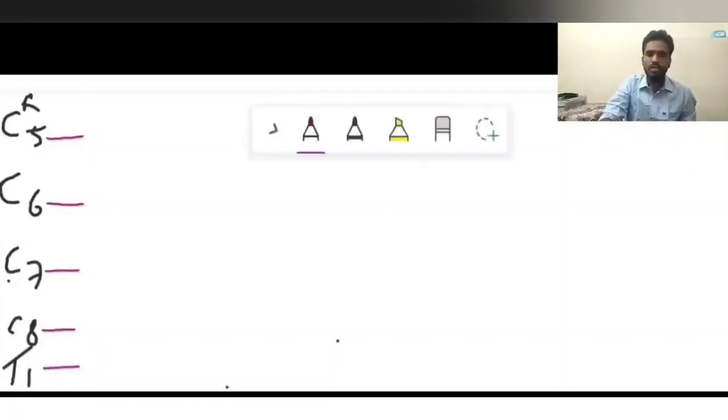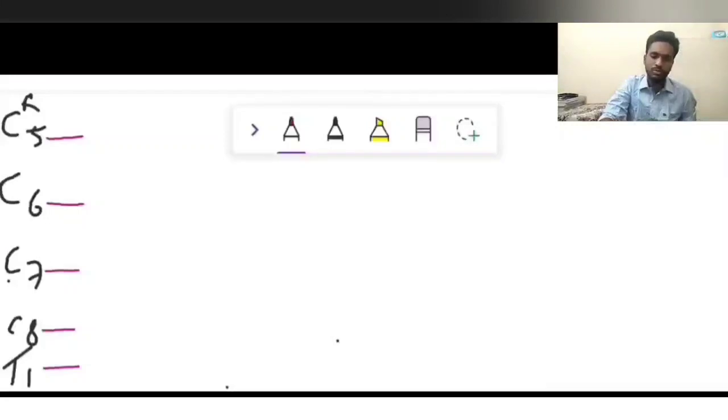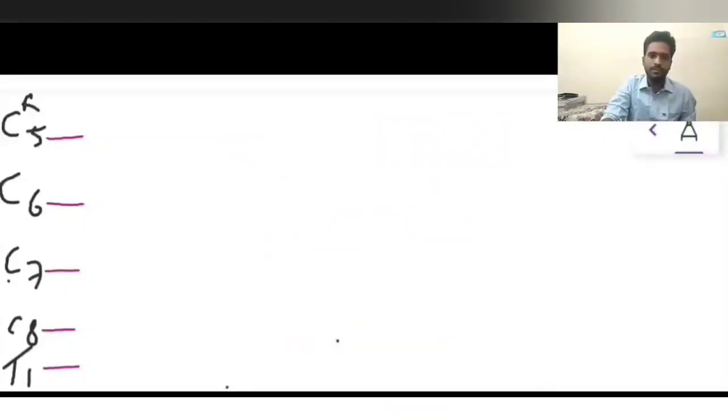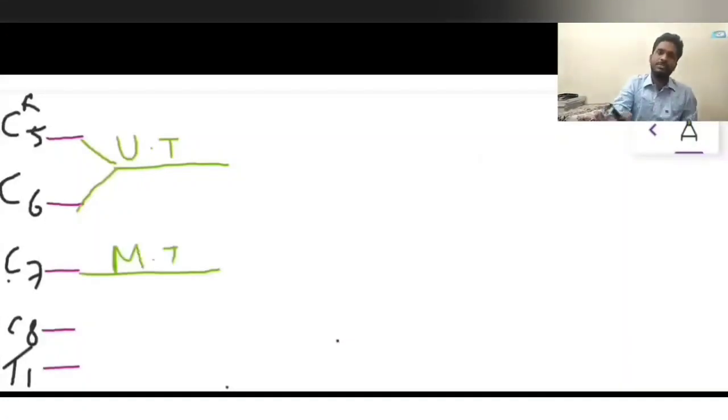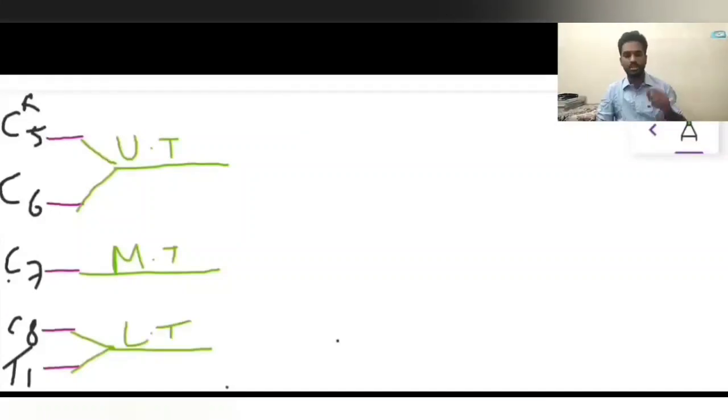Now, as I said, the roots continue to form trunks. The roots of C5 and C6 combine together and form the upper trunk. Then C7 continues as the middle trunk alone, and C8 and T1 together form the lower trunk. So this is how the roots continue as trunks.